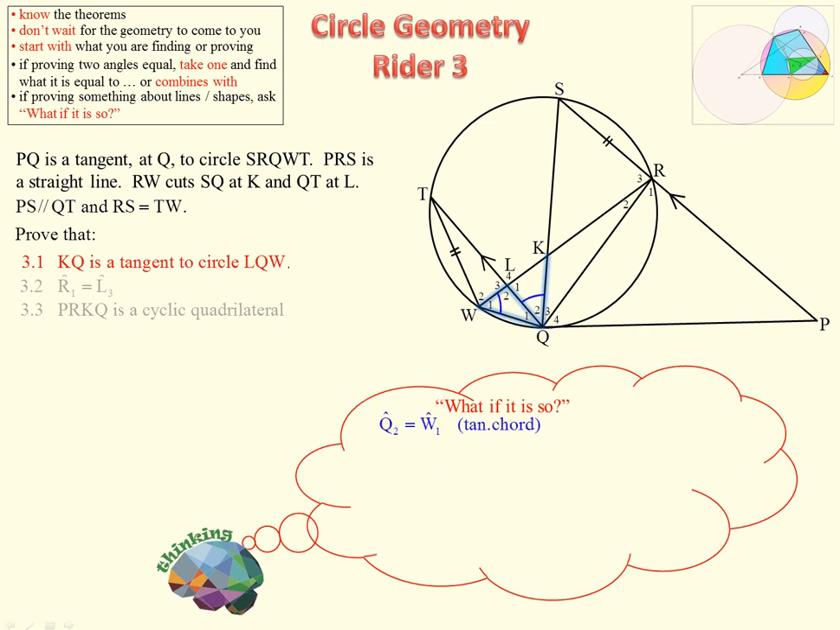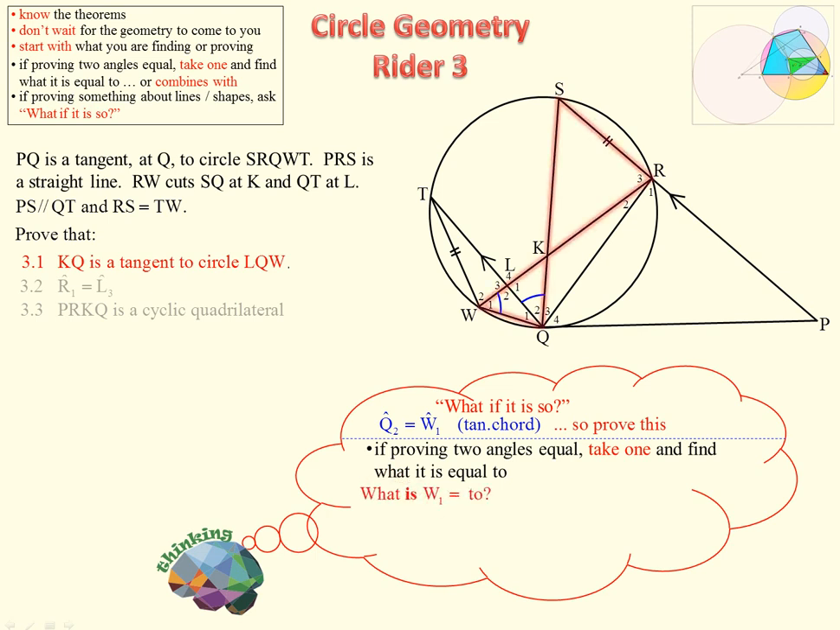And if it was so, then the angle between the tangent and chord would equal the interior angle subtended by the chord, the angle subtended in the alternate segment. So Q2 would have to equal W1. So as I always say, so prove this. So now we're proving two angles equal. So we're going to go into the strategy now. When proving two angles equal, take one.